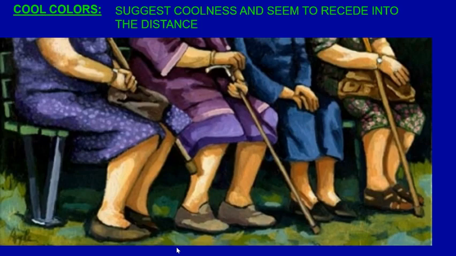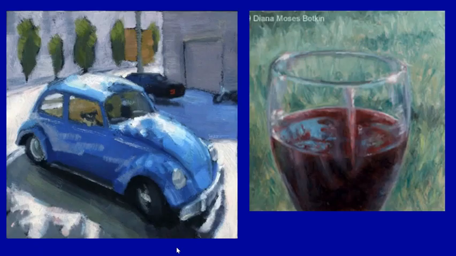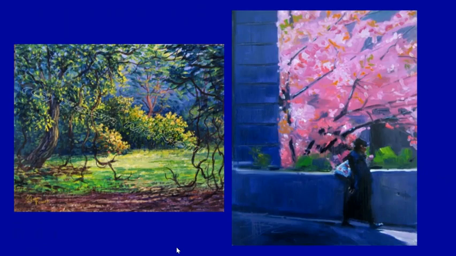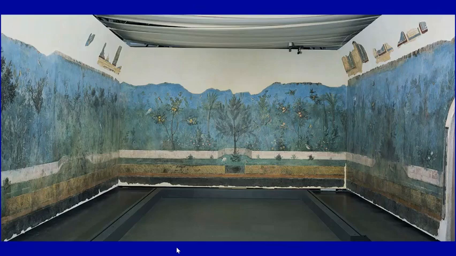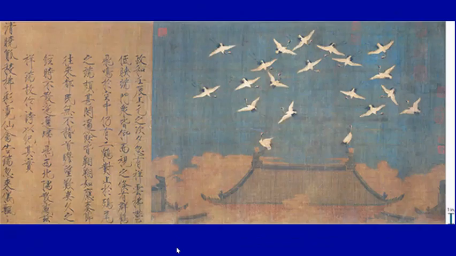Cool colors suggest coolness that seem to recede into the distance. So that is purple, green, and blue. Think of a blue, cool swimming pool, and the cool grass under your feet, and the purple mountains in the distance. So these are all using cool colors. And this garden mural is all in cool colors, mostly for the foliage. This one uses a lot of cool colors, or a big portion of it is in cool colors.